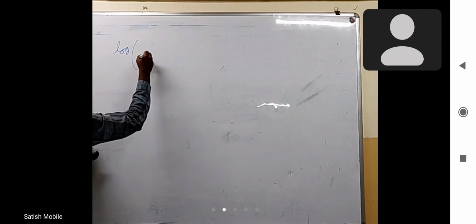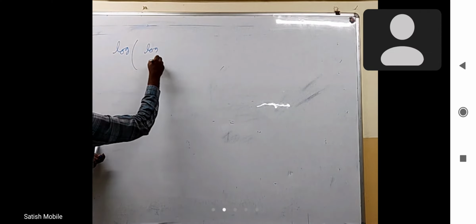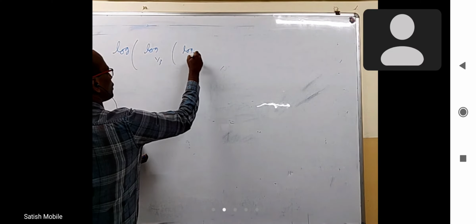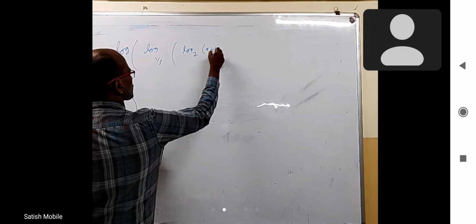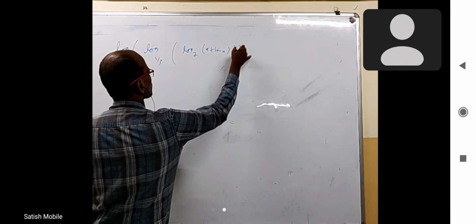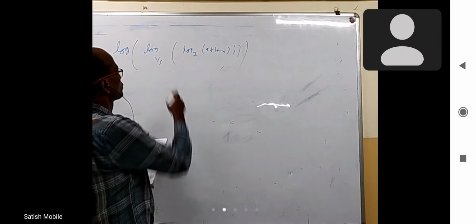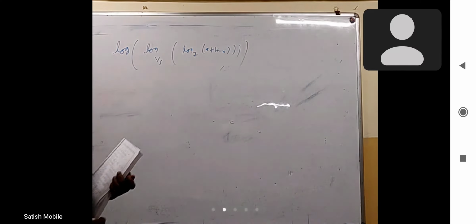Okay, log with base 1 by 3 of log 7 a plus sin x. Okay. Yes. Inner part is? No, this whole thing is f of x. Okay.